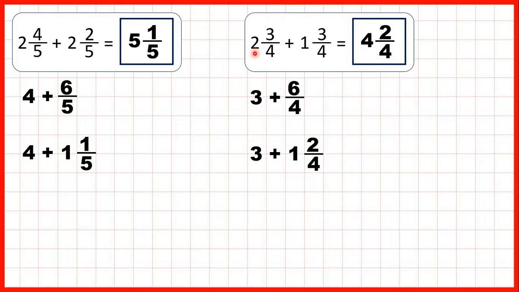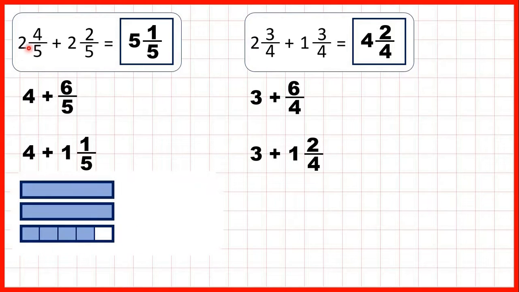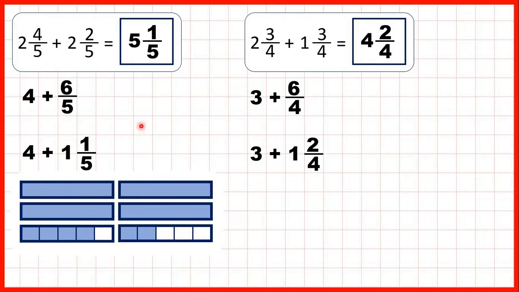So why is it that the whole numbers in our question were 2 and 1, but the whole number in our answer was 4? Well, that's because we made another whole number by changing the improper fraction into a mixed number. We can see that more clearly if we show the fraction bars. So first, we had 2 and 4/5, so 2 wholes and 4/5 of another fraction bar, and we were adding 2 and 2/5. When we added the fractions together, we got 6/5, but we had to change that back into a mixed number, so that's 1 whole and 1/5.